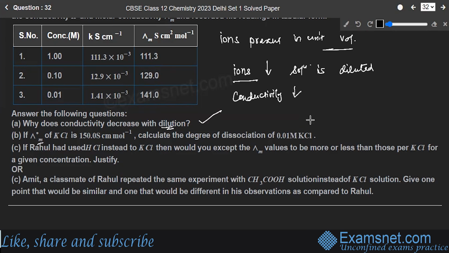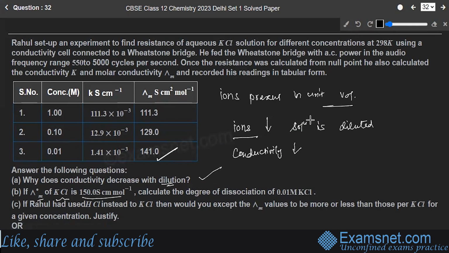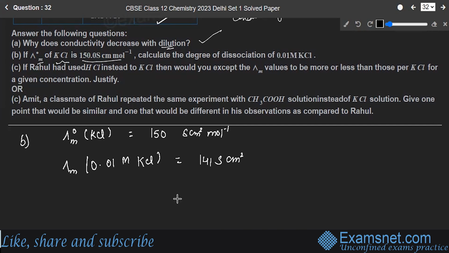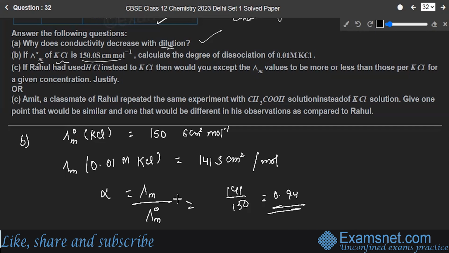The second one, if the molar conductivity for the infinite dilution of KCl is given by this, you have to calculate the degree of dissociation of 0.01 M KCl, which has the molar conductivity as this much. So let's write down what is given to you for the B part. The molar conductivity for the infinite dilution of KCl is 150 S cm² per mole, and the molar conductivity for the given dilution of 0.01 M KCl is equal to 141 S cm² per mole. Now, as you know, the degree of dissociation is equal to molar conductivity upon the molar conductivity at infinite dilution. This is equal to 141 upon 150, which gives you 0.94. So the answer to this question is 0.94.